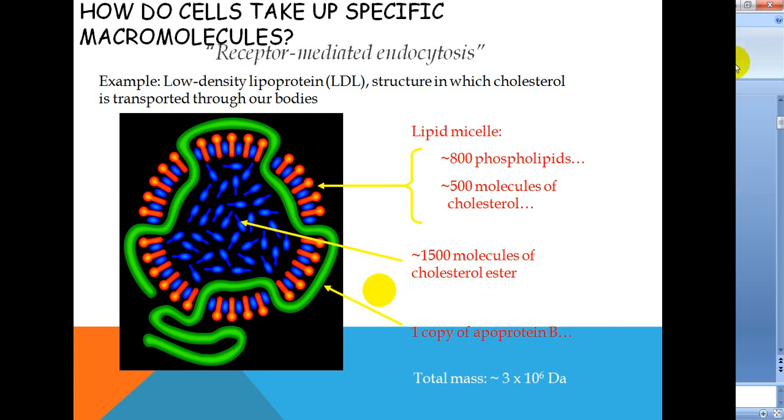It is composed of around 800 phospholipids, around 500 molecules of cholesterol, 1500 molecules of cholesterol ester, and 1 copy of apoprotein B. And the total mass of this LDL, that is low density lipoprotein, is around 3000 kilodalton.